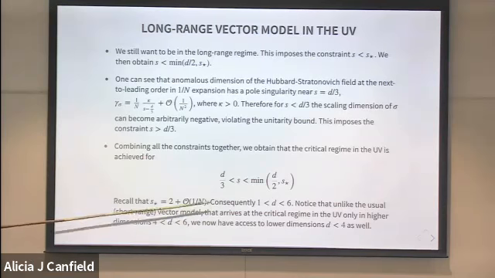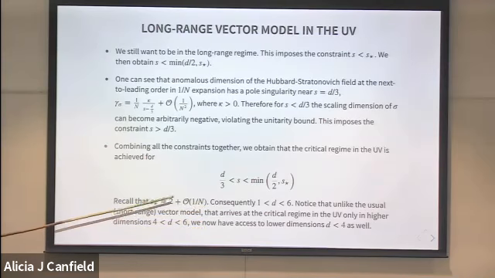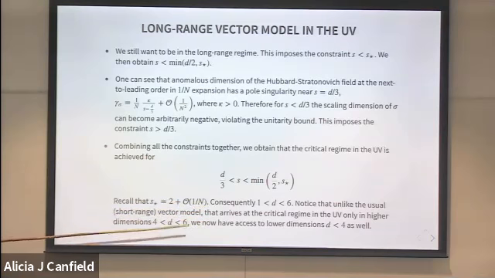So basically, this is the parameter S at which the long-range vector model exists in a non-trivial critical regime in the UV. And if you also remember that S star is about 2, up to 1 over n corrections, you also get a bound on D. So it's between 1 and 6. And now you have a non-trivial critical regime in the UV also for D less than 4.